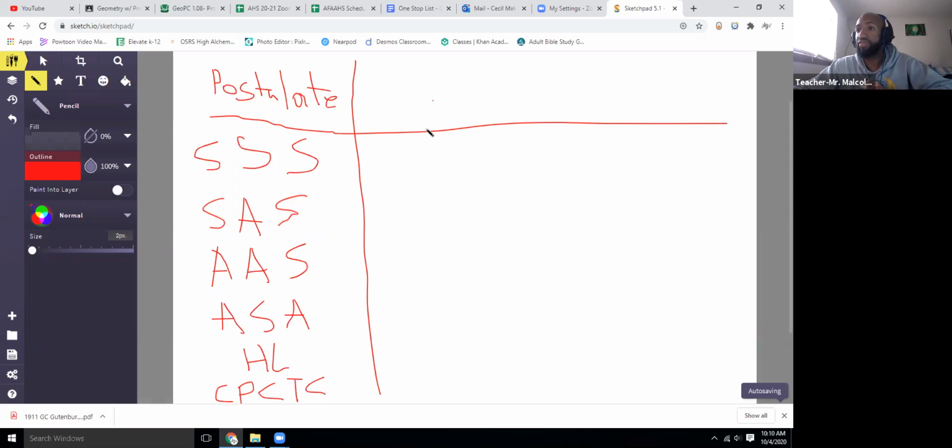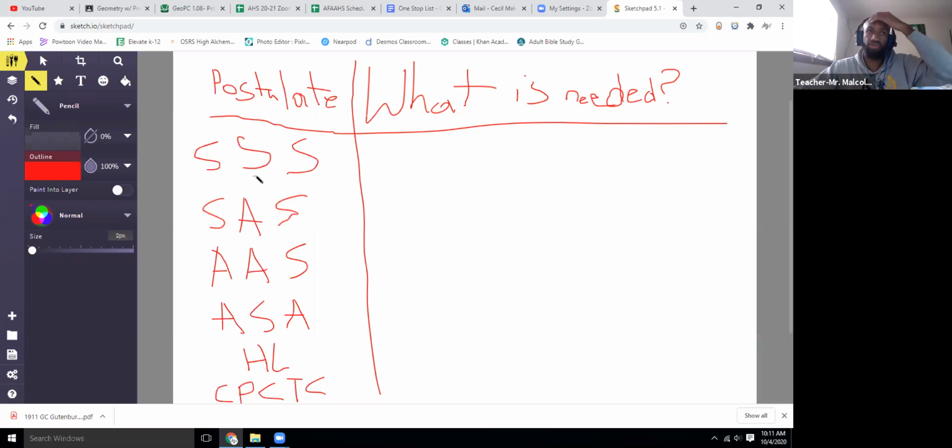Okay, and over on this side, what I want you to write is what is needed. So what would be needed for this postulate to be true? You got it. It would be 3 congruent sides.